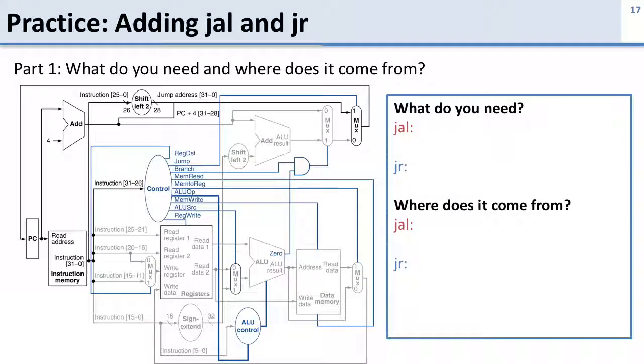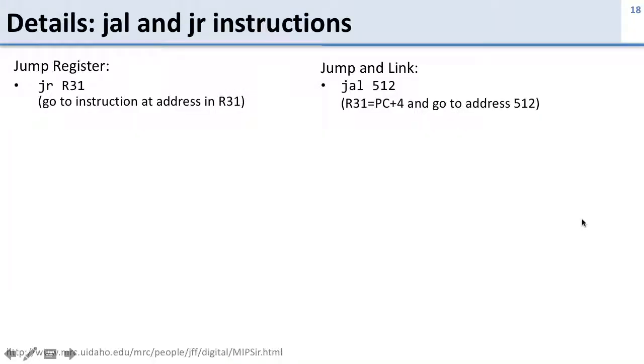So let's practice adding JAL and JR to this. Here's our data path, and we're going to add JAL and JR instructions. What do you need to do this, and where does it come from? To help you out here, let's take a look at some of the details of JAL and JR.